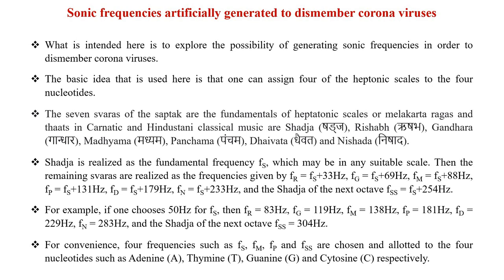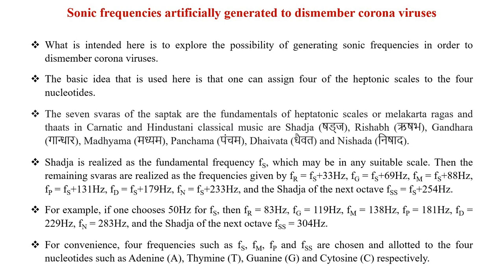The 7 swaras, that is tones, of the saptak, that is set of 7 tones, are the fundamentals of heptatonic scales in Carnatic and Hindustani classical music, and they are Shadja, Rishabh, Gandharva, Madhyama, Panchama, Daivata and Nishada. Shadja is realized as the fundamental frequency Fs, which may be in any suitable scale. Then the remaining swaras, tones, are realized as the frequencies given by the following equations.